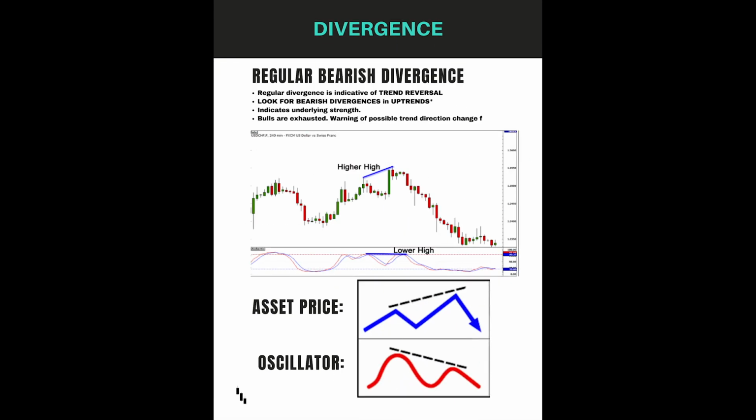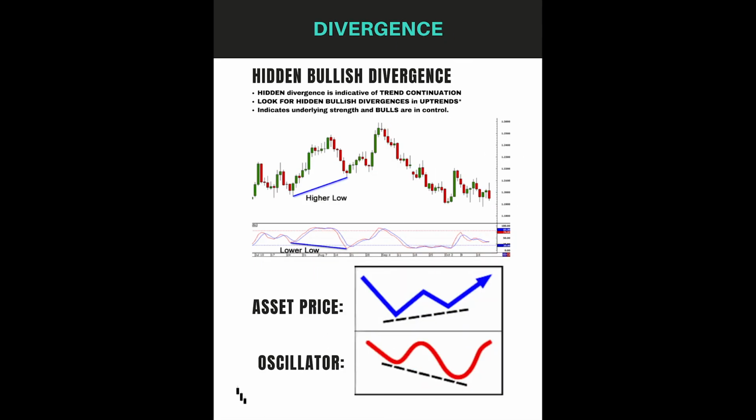All right, here's an example of regular bearish divergence. Now, regular divergence is indicative, again, of trend reversal. We're looking for bearish divergences in uptrends. This indicates underlying weakness. The bulls are exhausted, warning of a possible trend direction change.